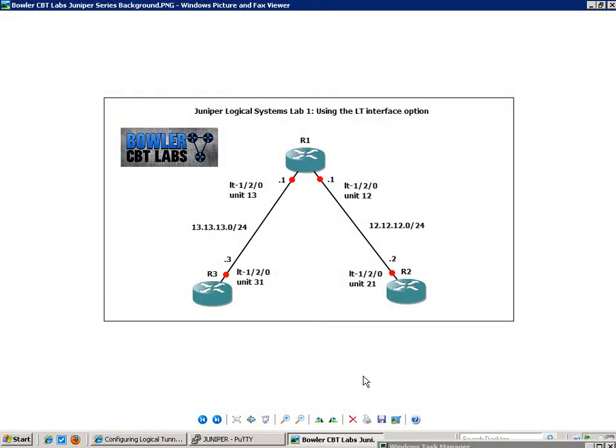Hello, my name is Steve Bowler, and in this video we're going to be taking a look at Juniper Logical Systems. Specifically within Juniper Logical Systems, in this lab we're going to be taking a look at how to use the Logical Tunnel Interface option.